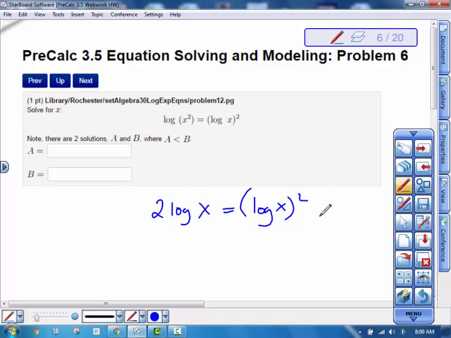So instead, I'm going to move this over and use the quadratic formula, or factor. So that'd be 0 equals log of x squared. That's some quantity squared. It's like a squared plus b squared, or b. So that'd be like minus 2 log of x if I move this over.